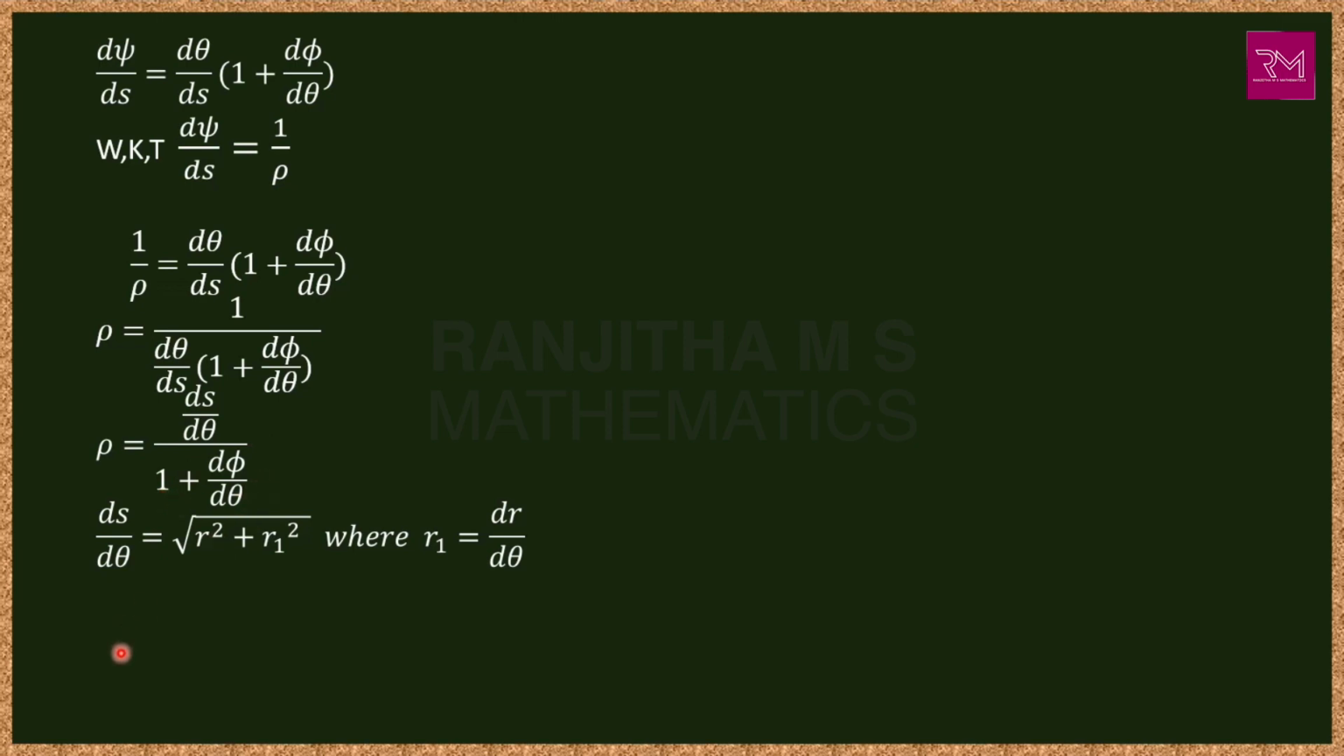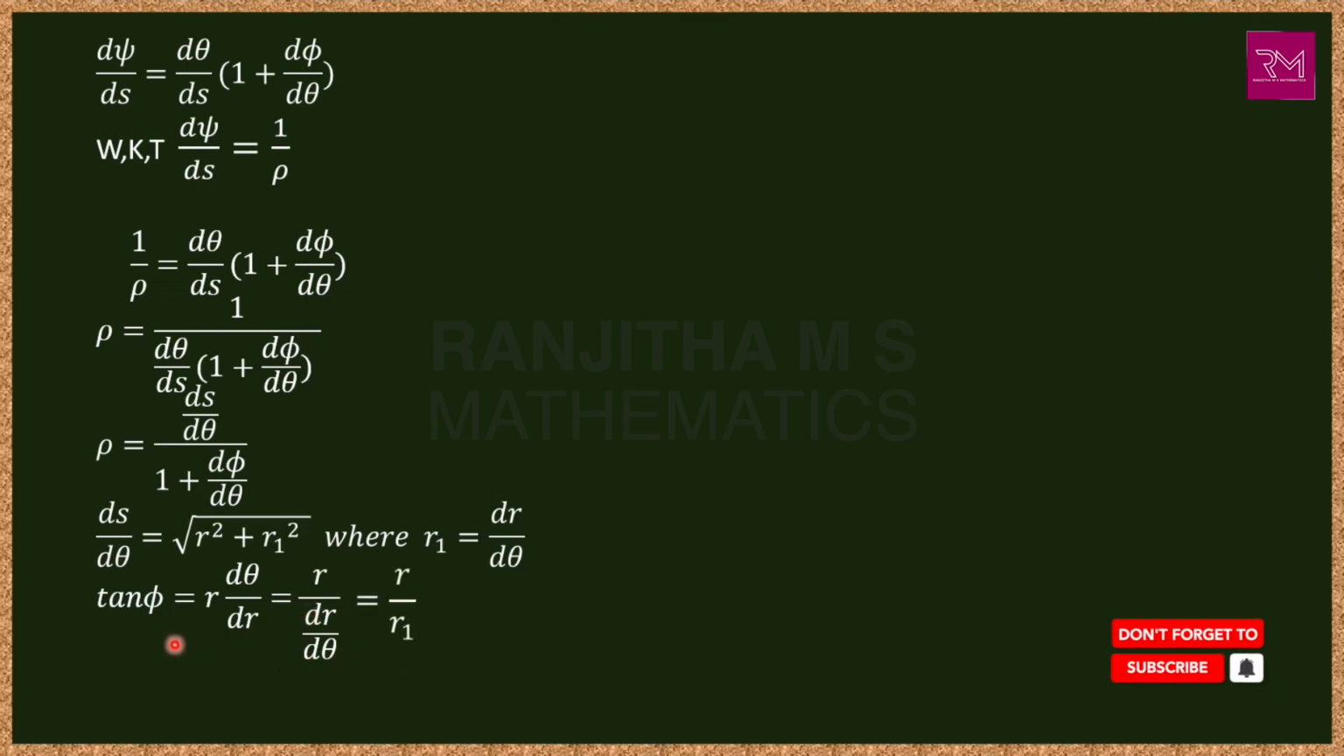For that, we know that the angle between the radius vector and the tangent is given by tan phi equal to r into d theta by dr. Or if we take d theta by dr to the denominator, we get r divided by dr by d theta. Simply writing dr by d theta as r1, we get tan phi equal to r divided by r1.